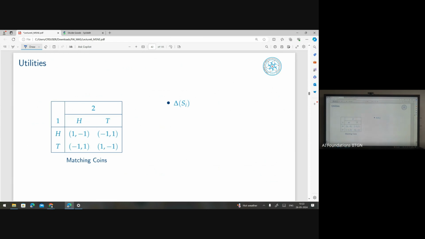In matching pennies, what is delta Si? How many pure strategies are there here? Two. So what would be the dimension of this simplex? One. What each of these players is essentially doing is picking one probability with which they'll play heads. It's a one-dimensional simplex. Let me sample one such mixed strategy: let's assume that player 1 is playing both the strategies with probability half, and player 2 is also playing both the strategies with probability half.